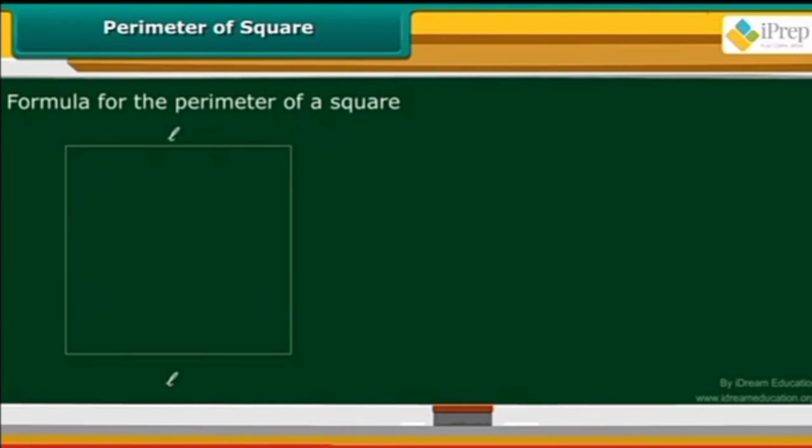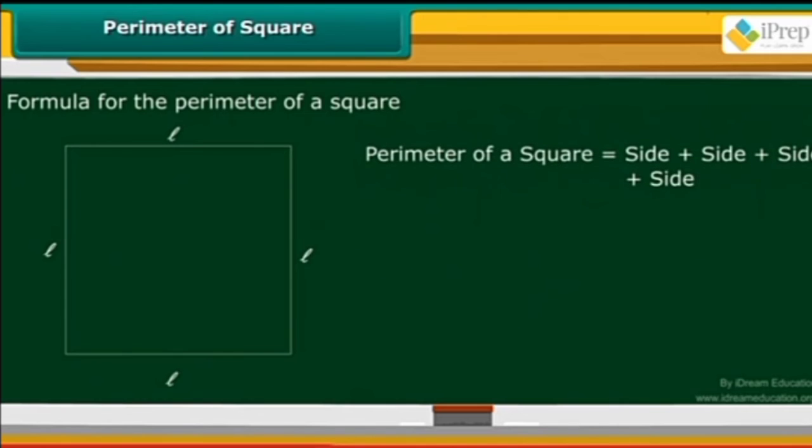Work out the formula for the perimeter of a square. You are already aware that all the 4 sides of a square are equal in length. Therefore, the perimeter of a square is 4 multiplied by its side.